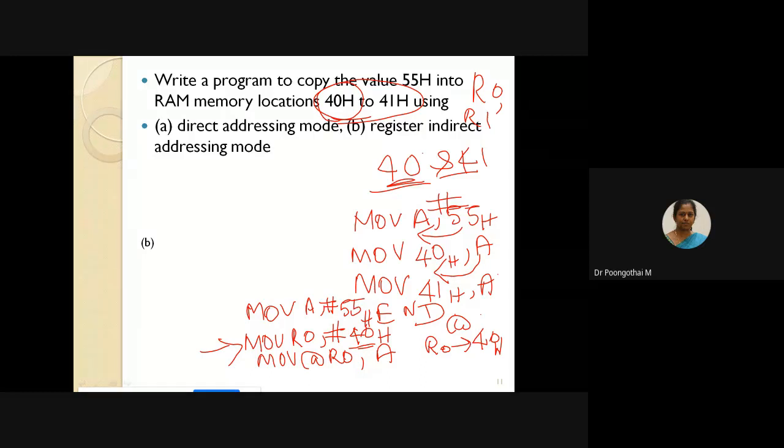What is the next instruction? How do you transfer that value into 41H? MOV R0, #41H. Instead of that, you can increment R0. Yes, ma'am. INC R0 and MOV @R0, A.